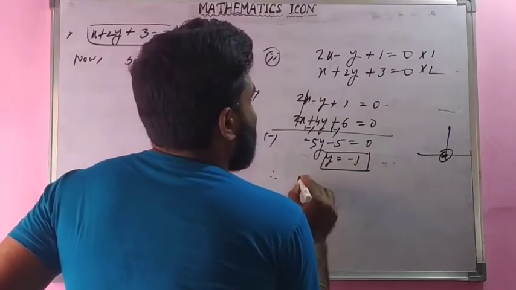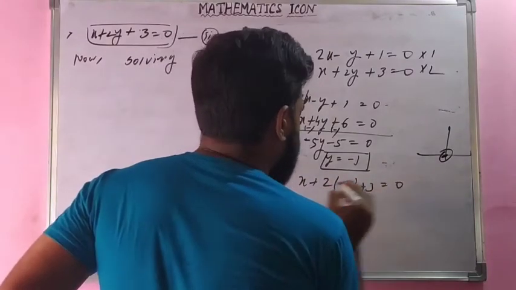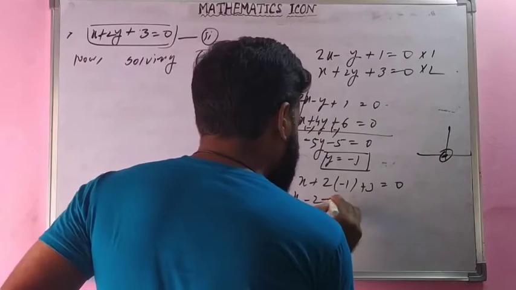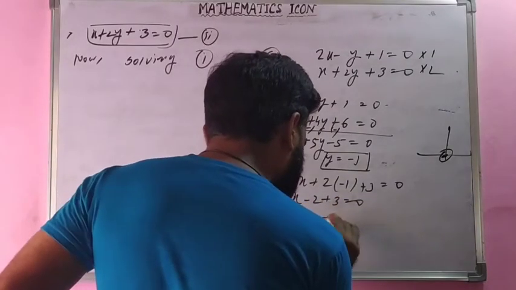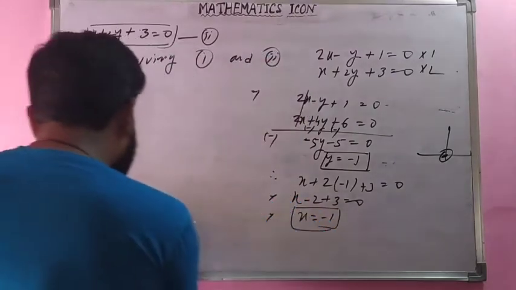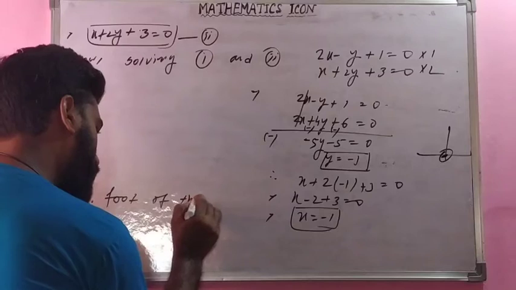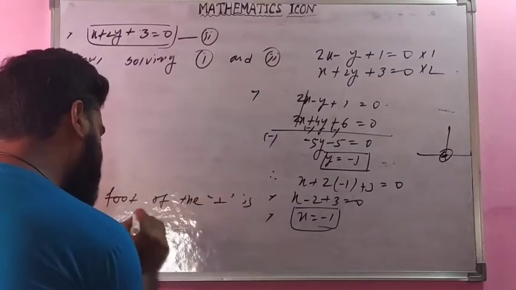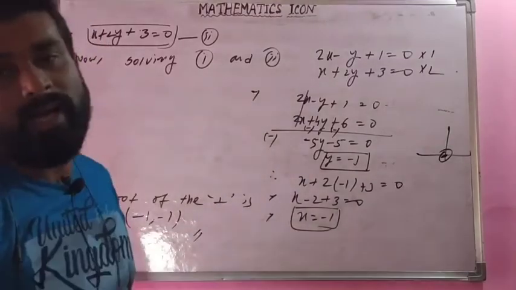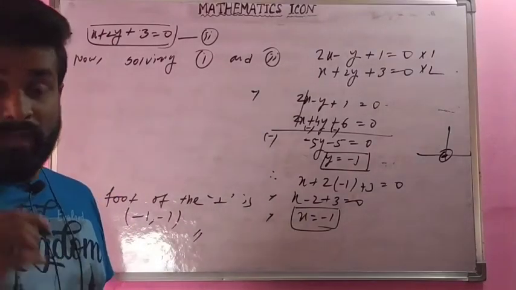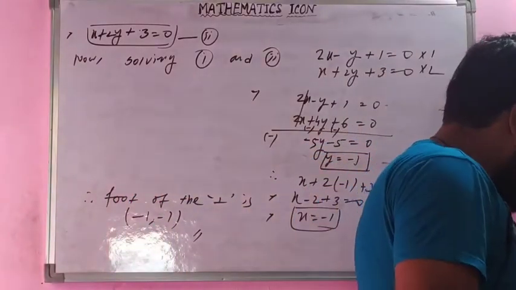So x plus 2 into minus 1 plus 3 equals 0. That means x minus 2 plus 3 equals 0, that means x equals minus 1. So the foot of the perpendicular is minus 1 comma minus 1. This is the answer. Very interesting questions, and this type of questions are very, very important for the board level exams.